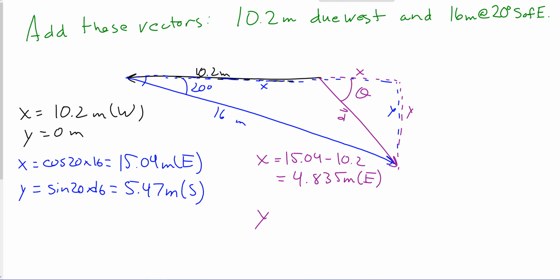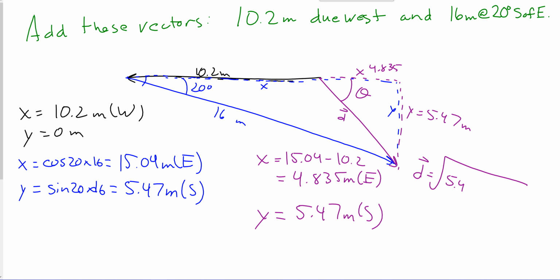Okay, my y component is easy because I only went south, and I only did that during the blue part of the trip, so it's just 5.47 meters south. It doesn't require any extra calculation. All right, now that I've got that, I've got the two sides of my triangle. This one's 4.835, and this one is 5.47. So now I can find d using Pythagorean theorem. It'll be the square root of 5.47 squared plus 4.835 squared.